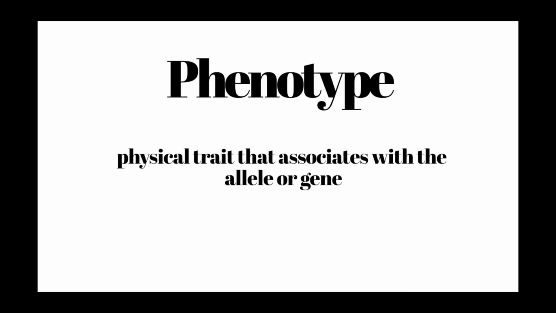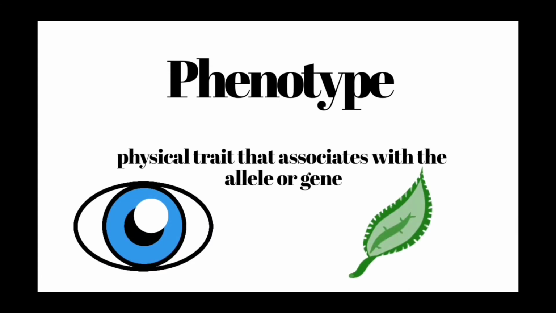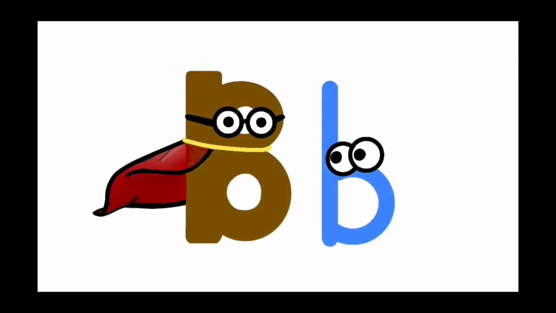For example, we'll use a letter to represent the color of our eyes, or the phenotype, which is the physical trait that associates with the allele or gene, like this jagged leaf or this blue eye. Let's use the letter B. The capital B represents brown eyes, and the little b represents blue eyes. When an individual carries this pair of alleles, big B, little b, in their genes, the individual would be expressing brown eyes and not blue eyes.